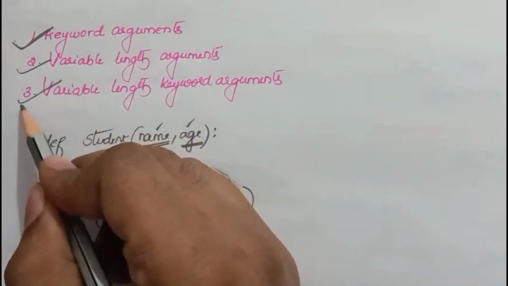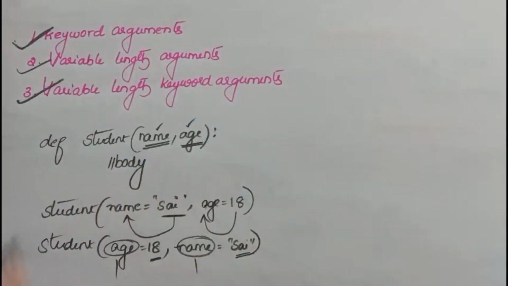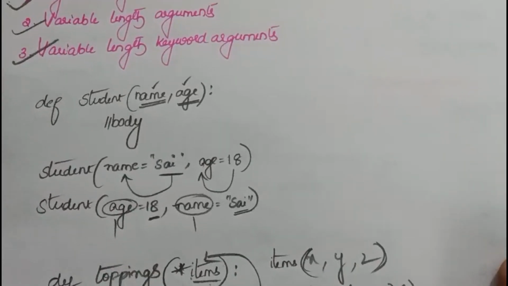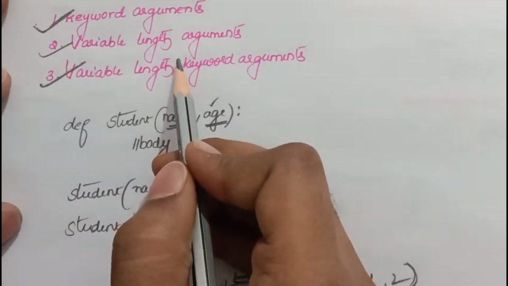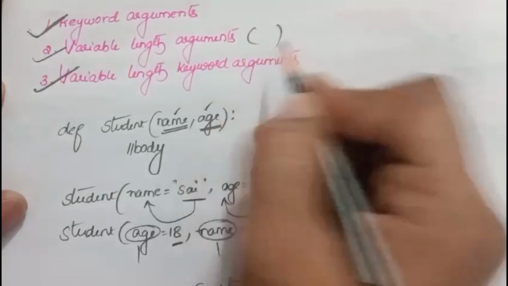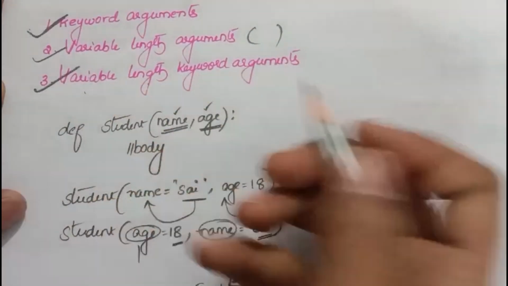And the third and final type is variable length keyword arguments. Variable length keyword arguments allow a function to accept any number of keyword arguments. This is done using double asterisk, which stores the arguments in a dictionary format. See, when you use variable length arguments, the function will store it in a tuple format. When you use variable length keyword arguments, the function will store the inputs in a dictionary format.